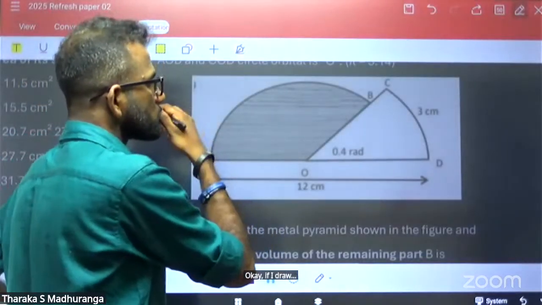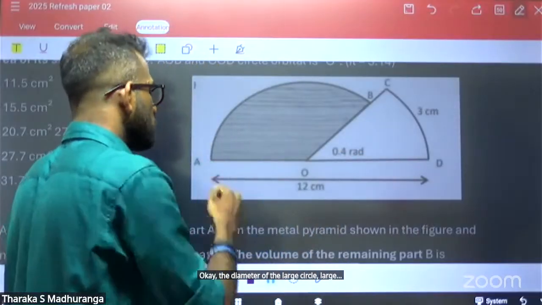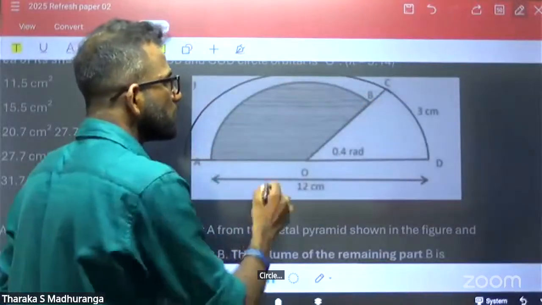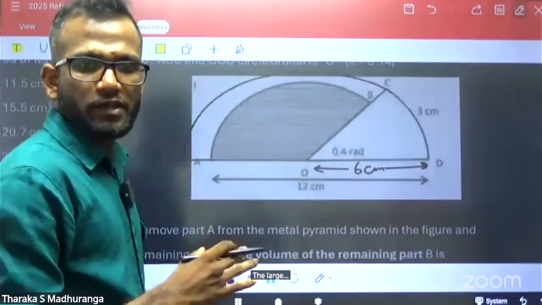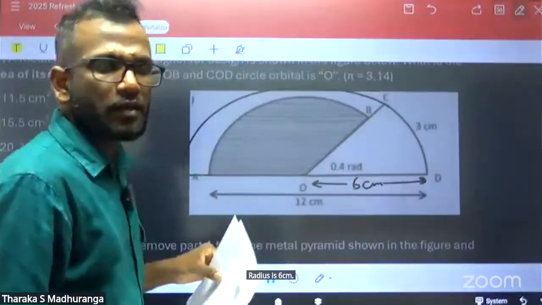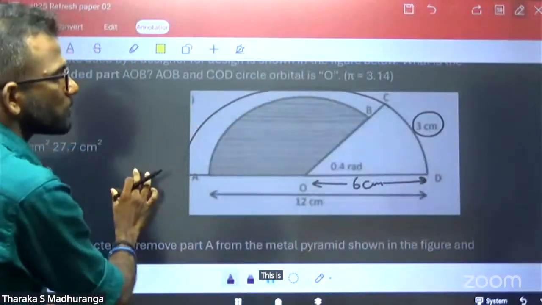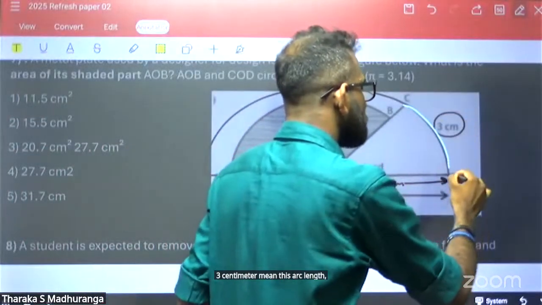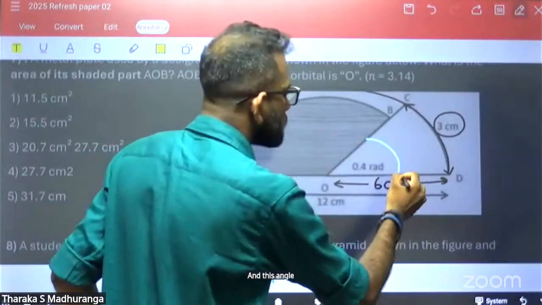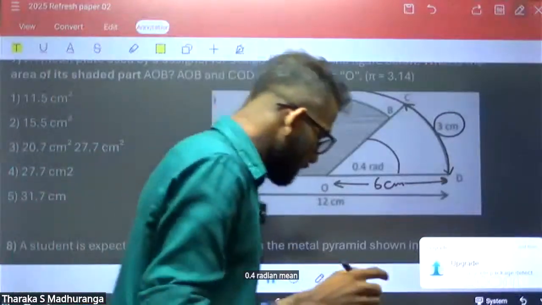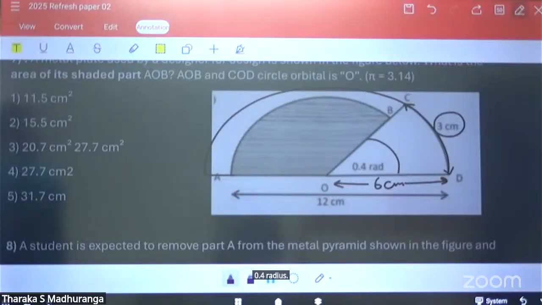Okay, if I draw, okay, the diameter of the large circle is given, it is 12, then this radius is 6 centimeter. The large semicircle radius is 6 centimeter. But now this is 3 centimeter, right? 3 centimeter means this small arc length, C to D arc length equals 3 centimeter. And this angle is given as 0.4 radian. 0.4 radian means what is this angle in degrees?